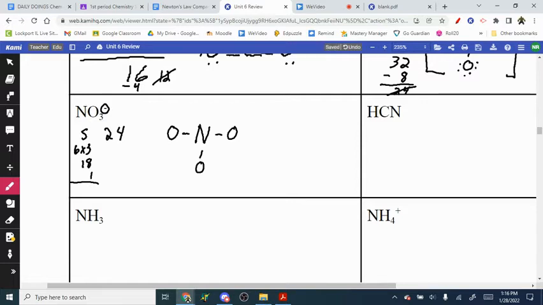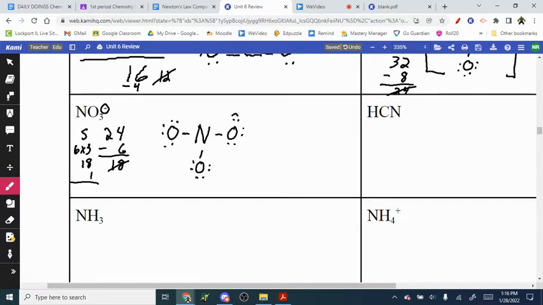We used 6 valence electrons so far, so we have 18 left. So 2, 4, 6, 8, 10, 12, 14, 16, 18. All right, we used all 18. All of our O's are happy. Our N is not happy.